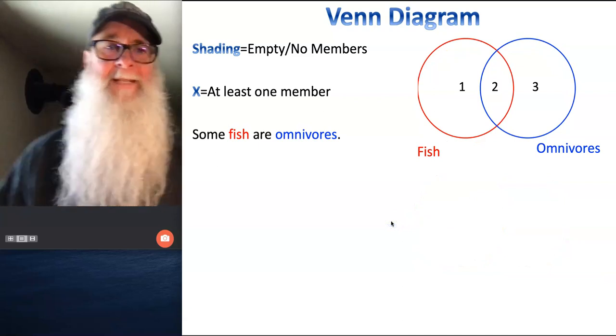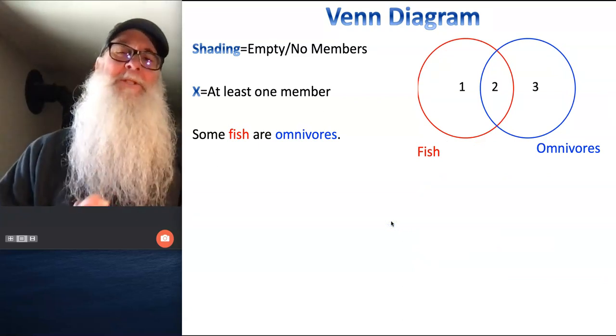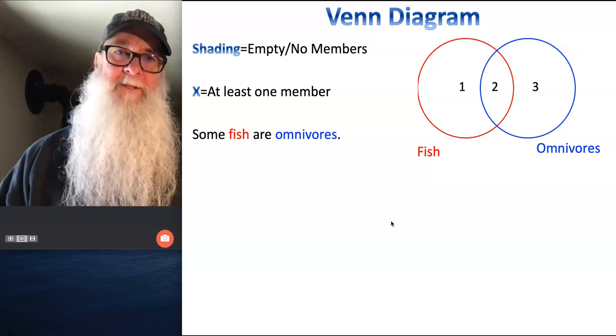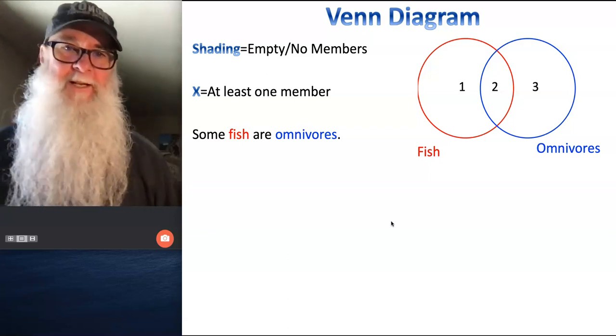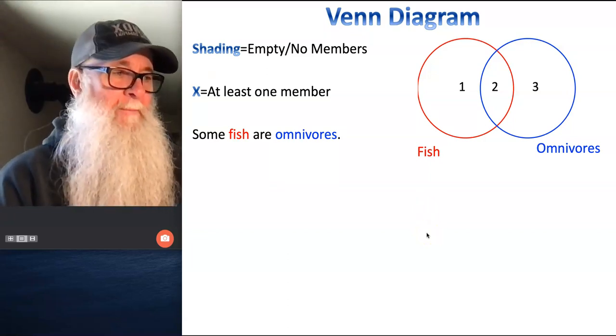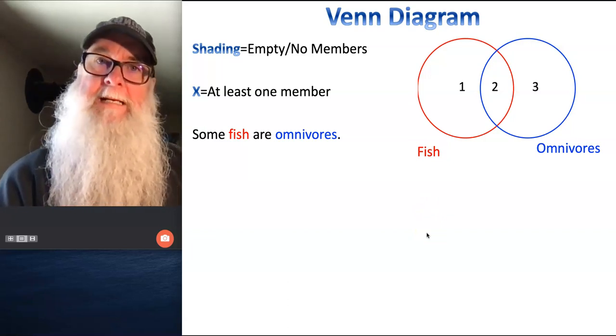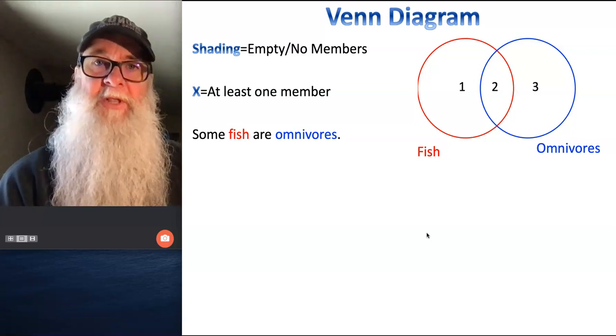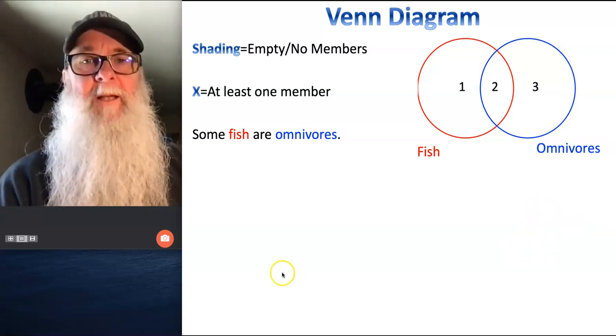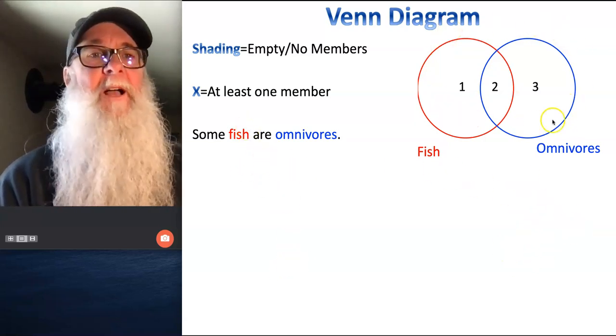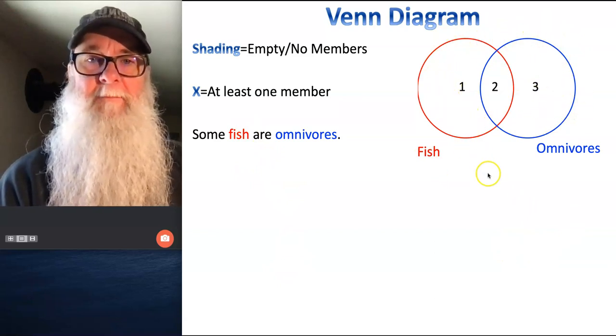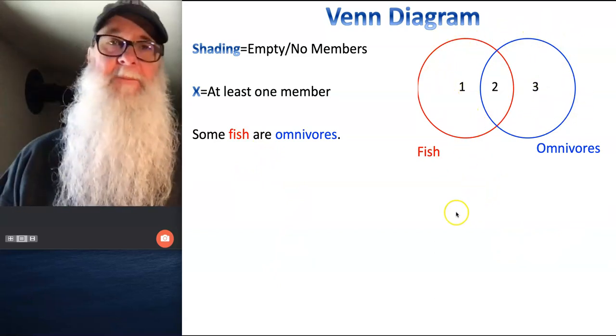Okay? Now imagine this. I'm going to show you that some fish are omnivores. I'm going to illustrate that. Okay? Now some means at least one, maybe more, but at least one. And an X is what I use to show that there's at least one of my subject category, fish, in some area of this diagram. Okay? Where would that X go?